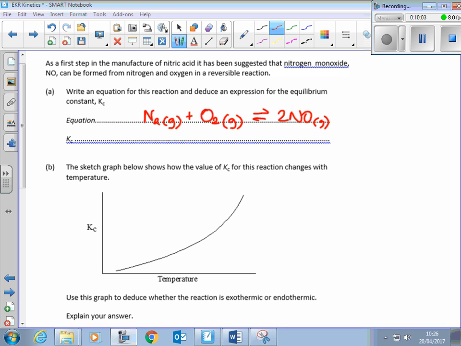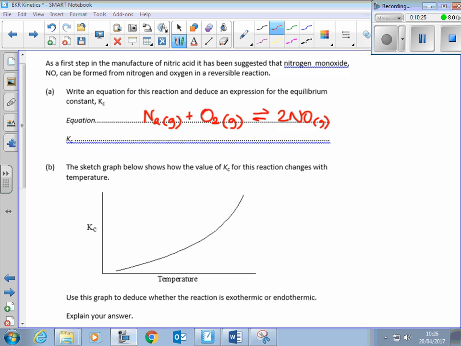I haven't really left enough space for putting the Kc expression in there, but the problem is I just literally copied these off A-level. It was a booklet of questions that some A-level teacher had put together for his class, and so sometimes there isn't enough space and sometimes there's too much.